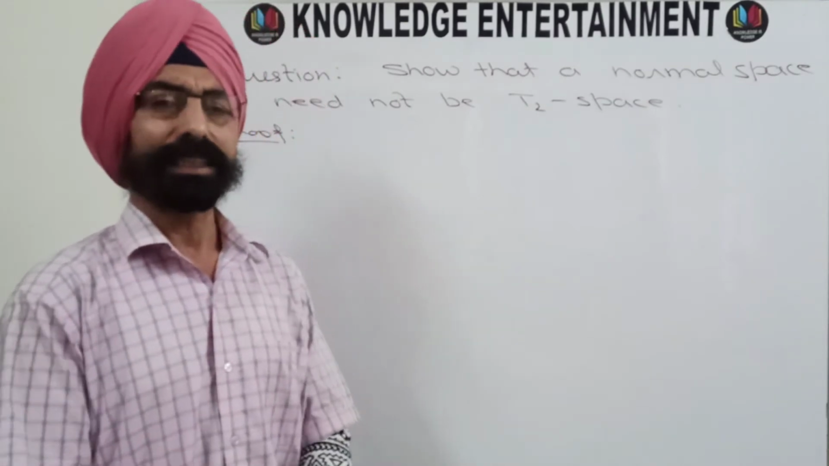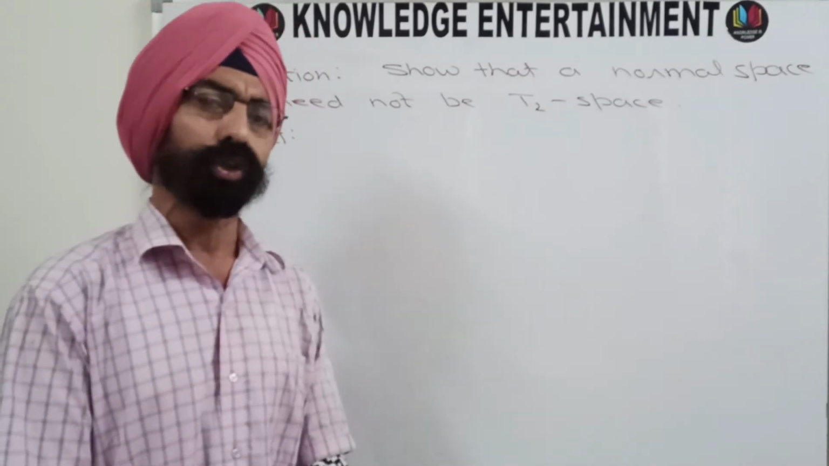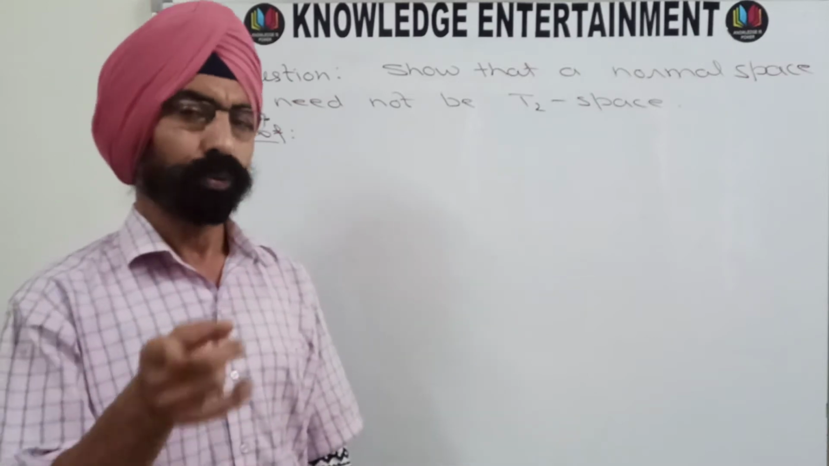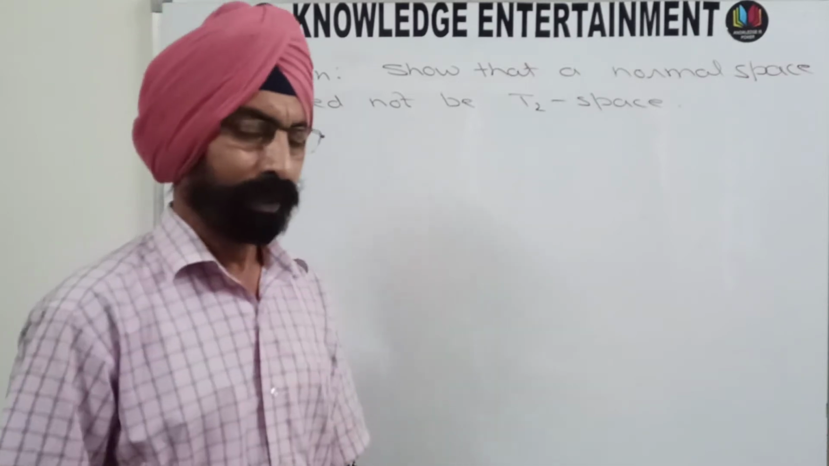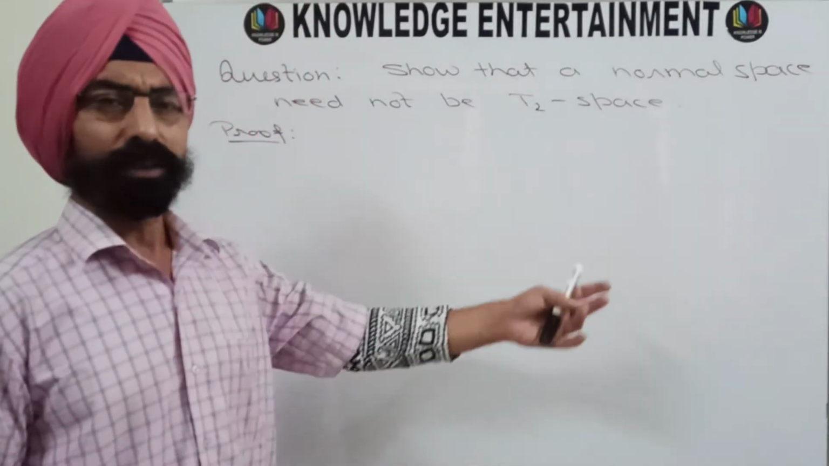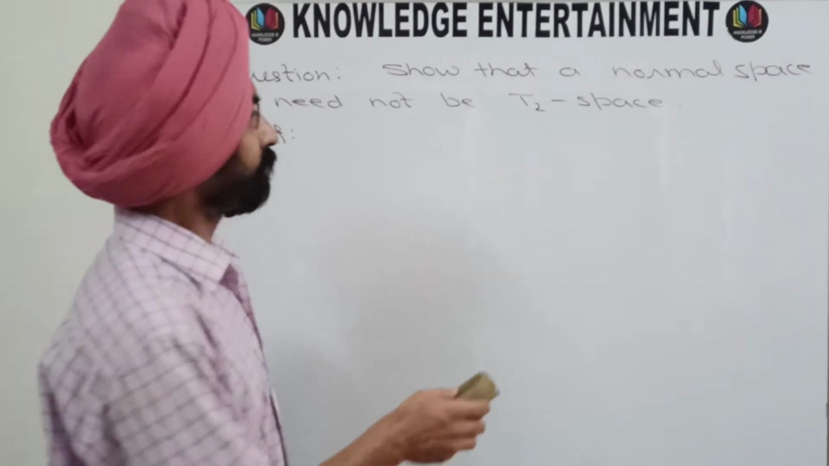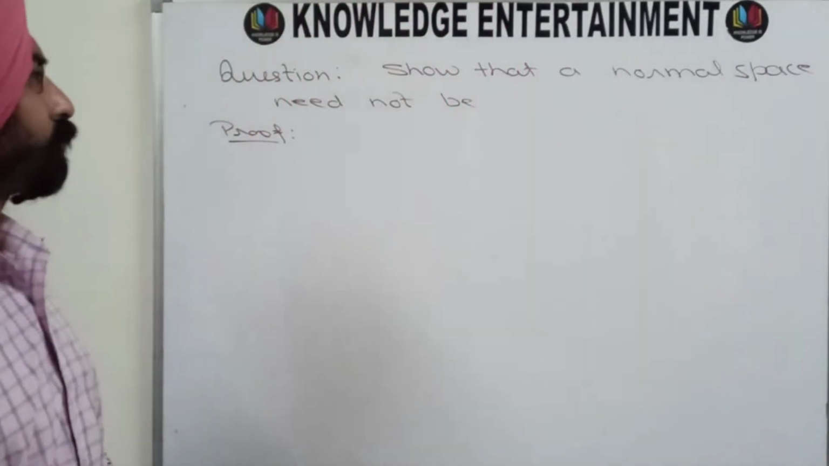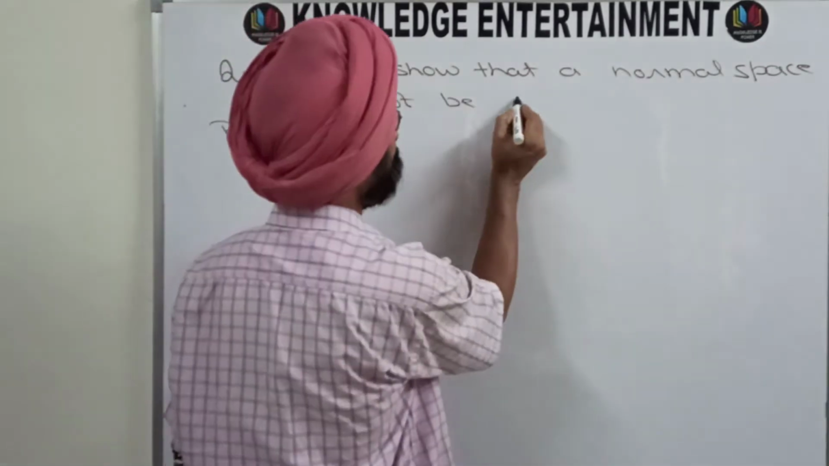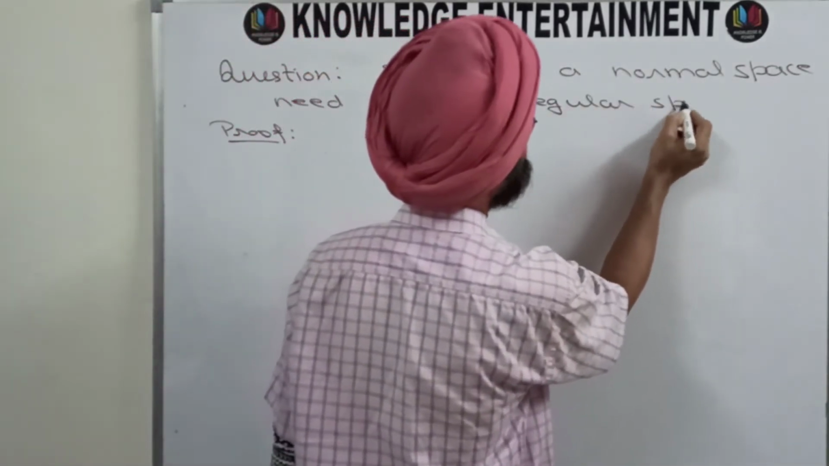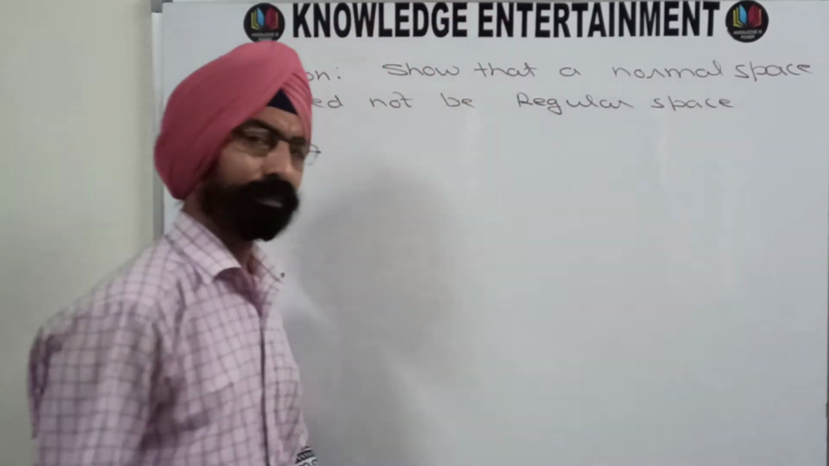Yes, but if the space is normal as well as T1, that means T4, then it must be T2, that we have proved in an earlier video. Now, the next question I am taking to be very, very similar to this one. So, the question is, show that a normal space need not be a regular space. Need not be a regular space.